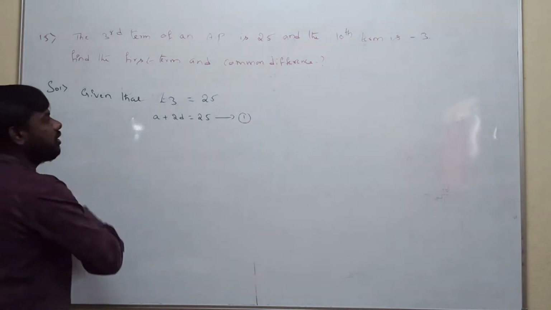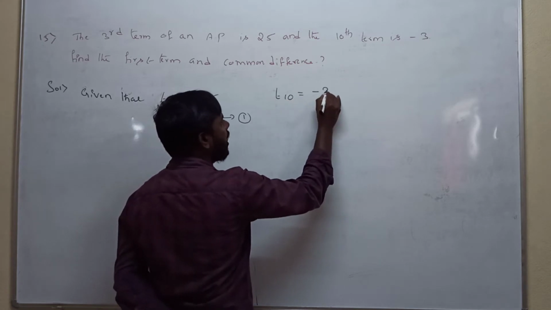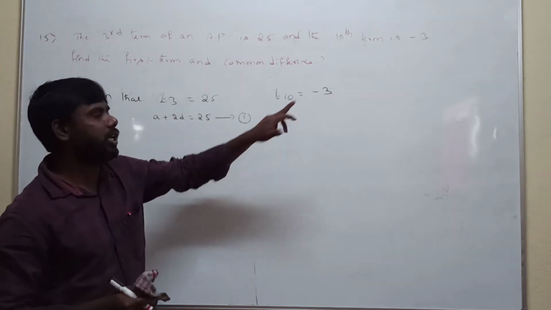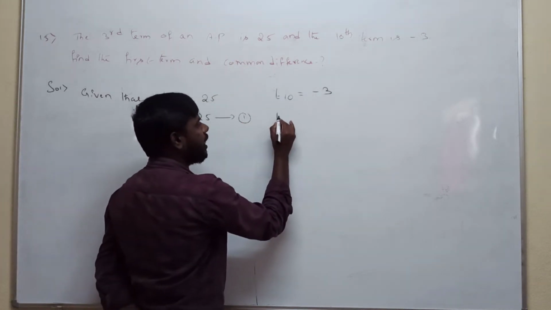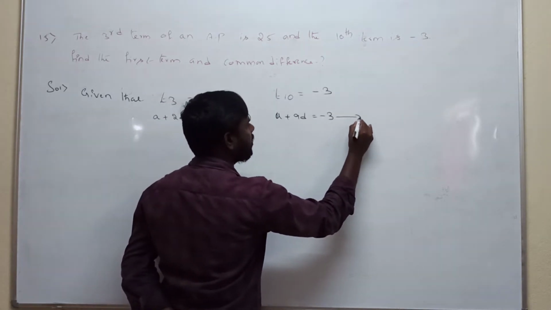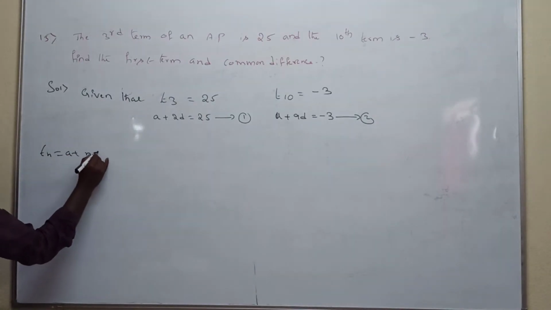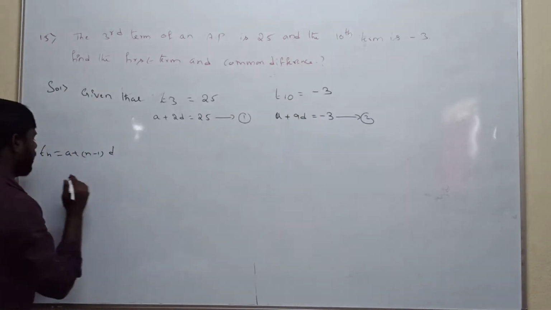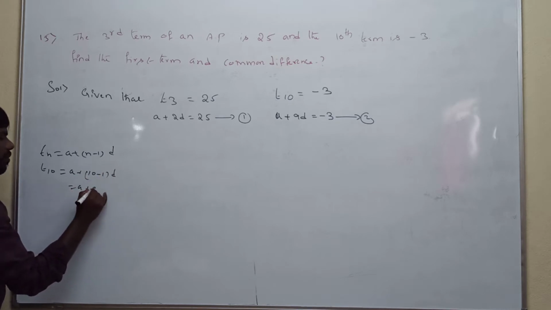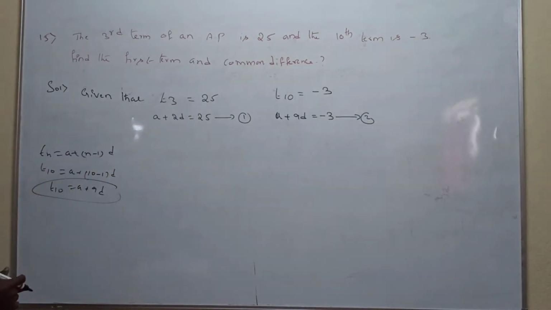Next, which term is given? The 10th term is given. T10 means the 10th term is given as -3. Before, the third term was given as 25; next, the 10th term is given as -3. The 10th term can be written as a + 9d = -3. This equation is the same as t_n = a + (n - 1)d. Replace n by 10: a + (10 - 1)d, and 10 - 1 is 9, so a + 9d. That's why we write it like this.